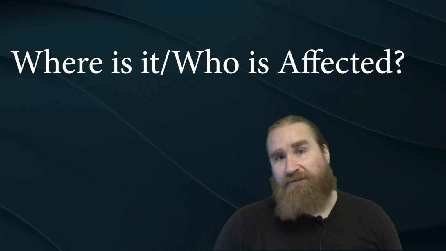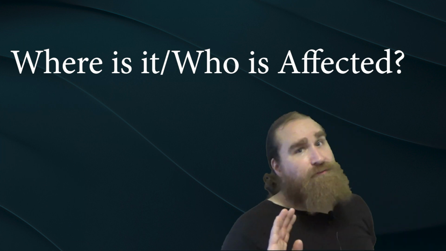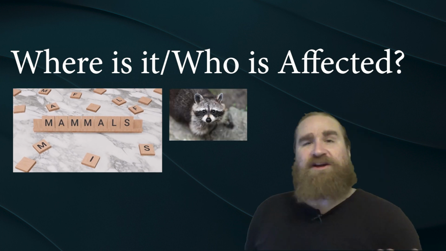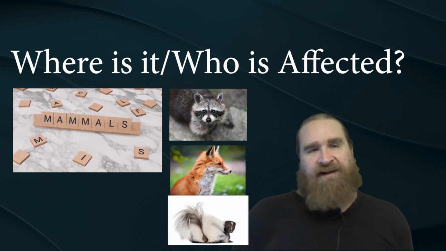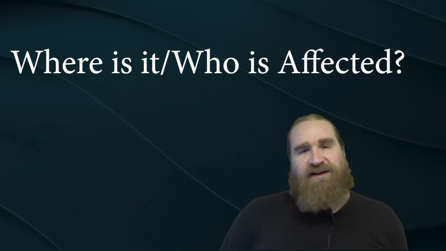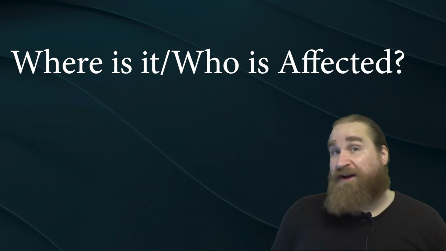Alright, so where is it? Who's affected by it? Rabies is transmitted through mammals. And while any mammal can transmit it, the most common culprits are raccoons, foxes, skunks, and as I'm sure many of you know, bats, which are in fact the leading cause of rabies in the US. But as I said, any mammal can really contract and transmit rabies.